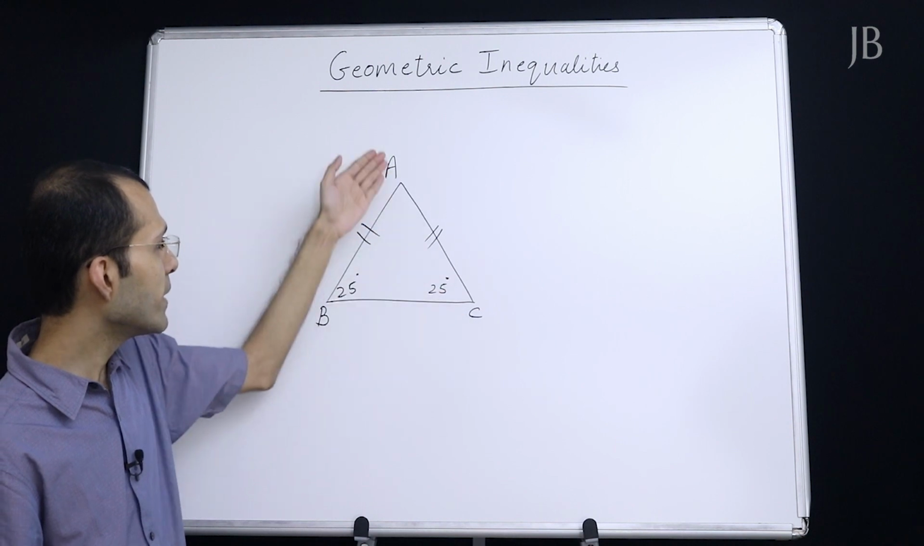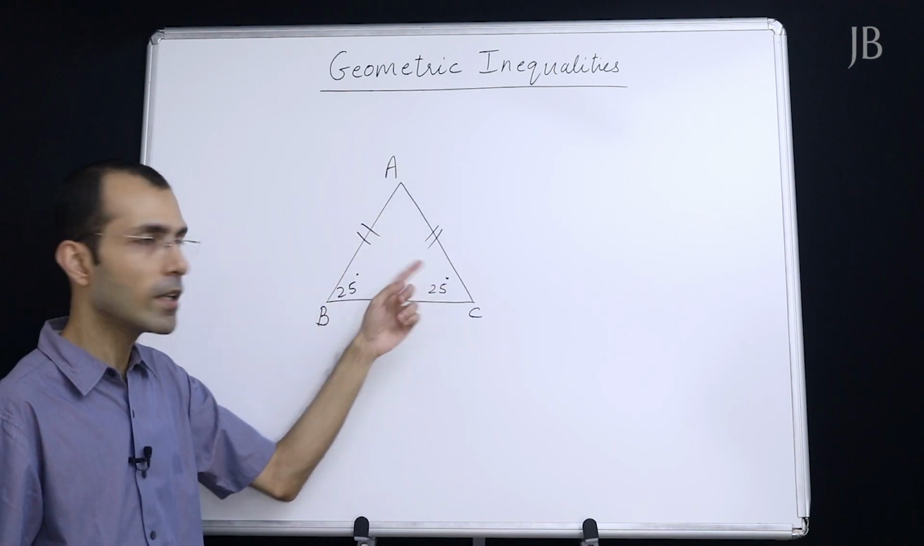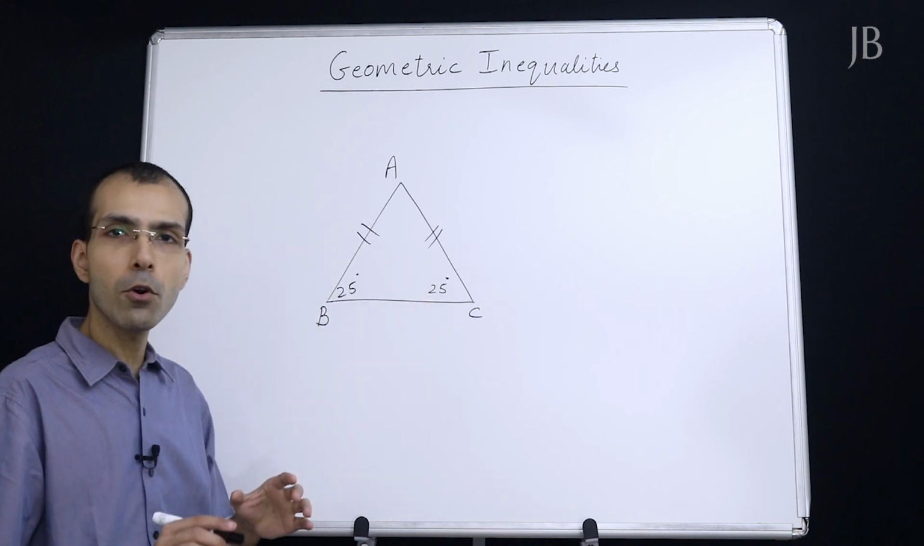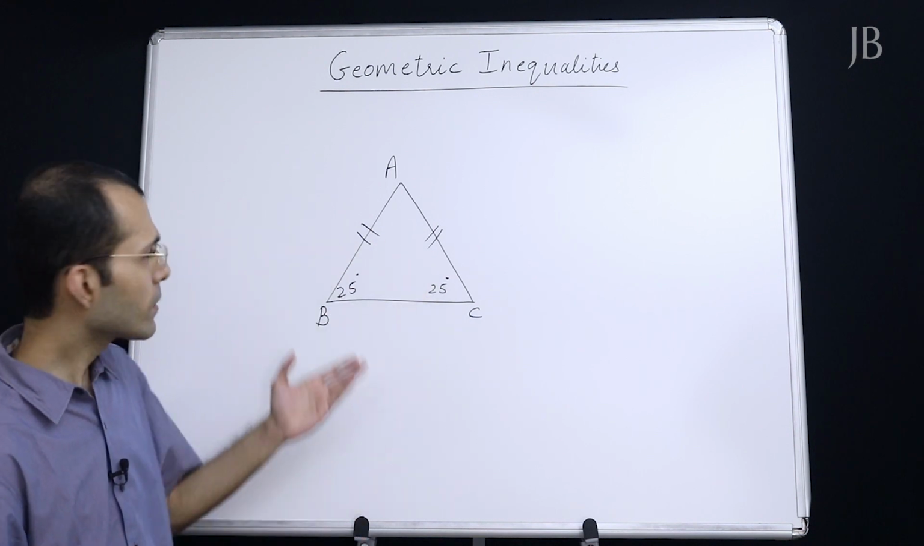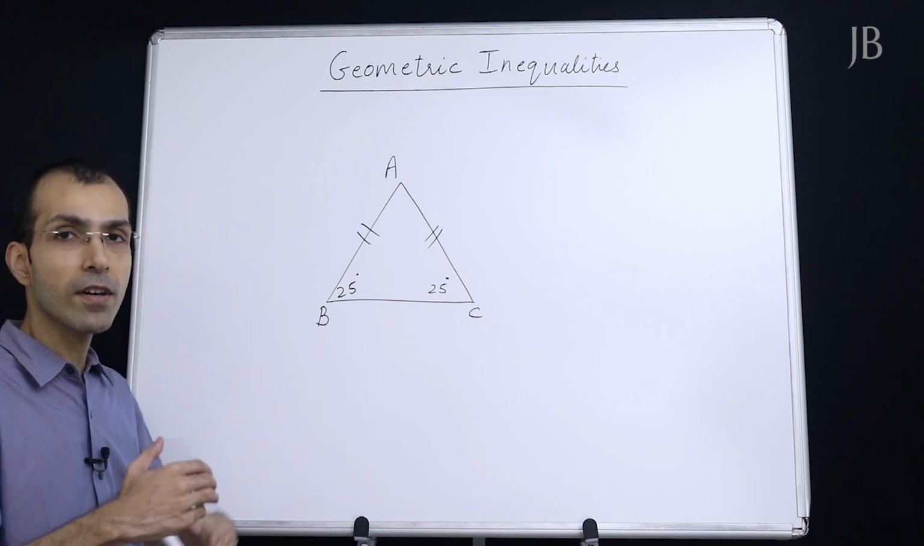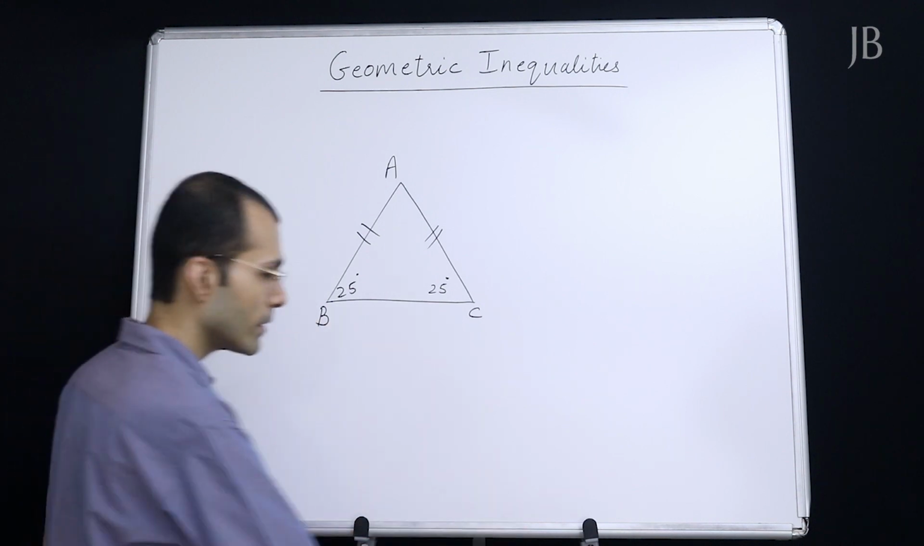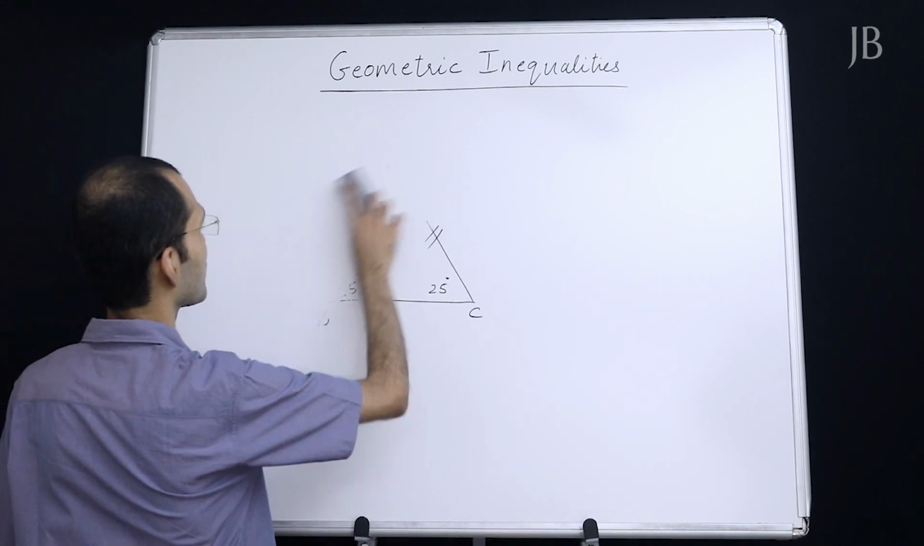And then you have another side AC. But the two sides are equal. If two sides are equal, angles opposite to them also will be equal. This you know very well. However, what happens if one side is greater and the other one is shorter? Then let us see what happens. Quite interesting.